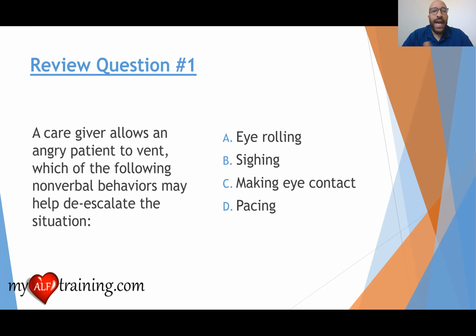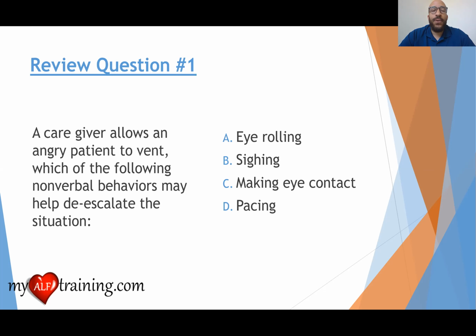So that is the last slide of our 4th objective, which was our last objective. And I have here 2 review questions for you. I want you to answer them and we go to the next slide and we'll see if you got it right. No cheating. So first question, a caregiver allows an angry patient to vent.